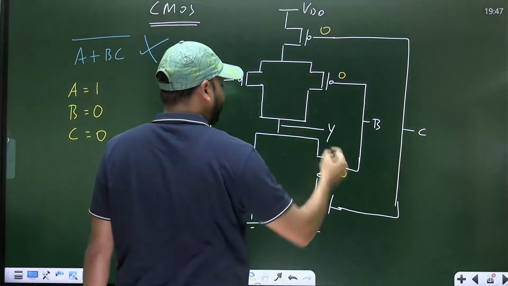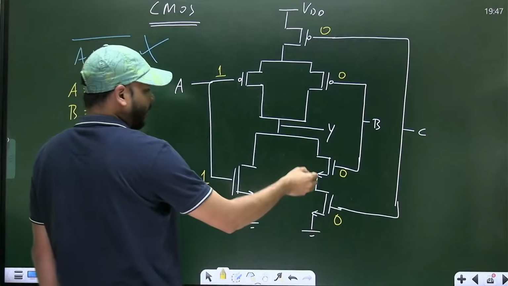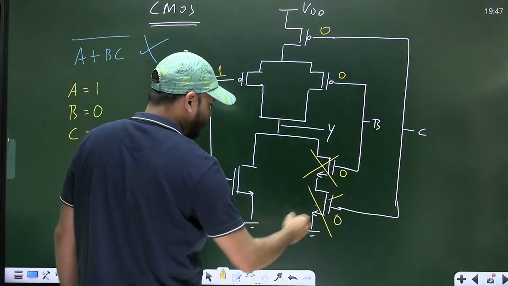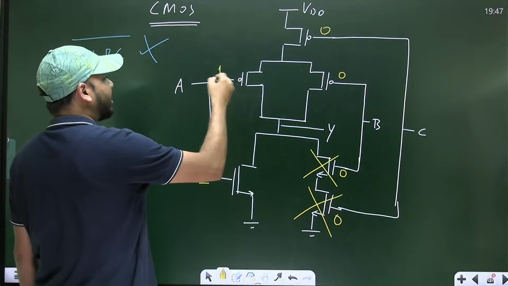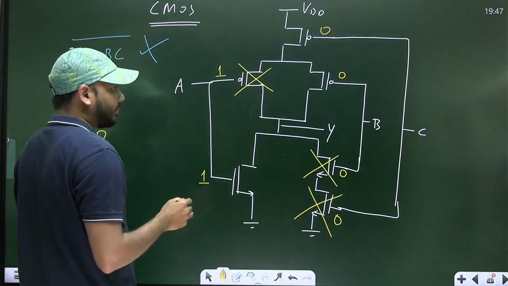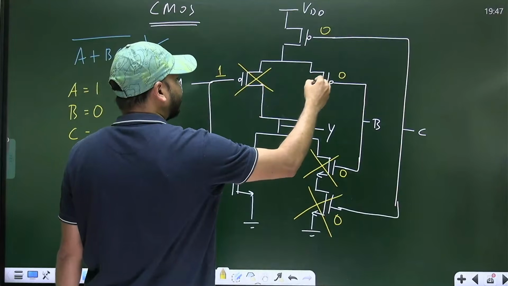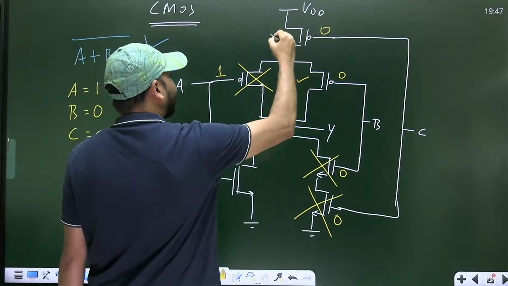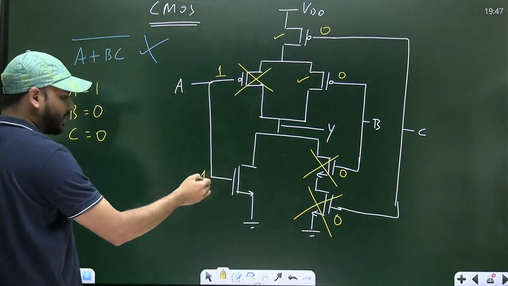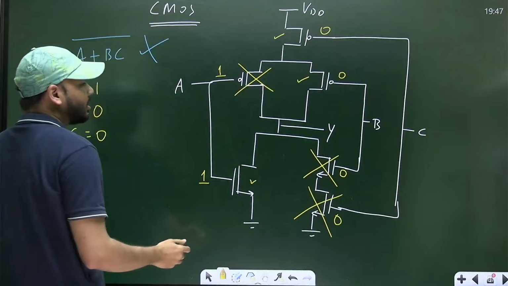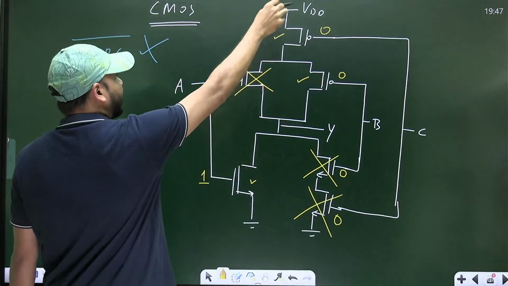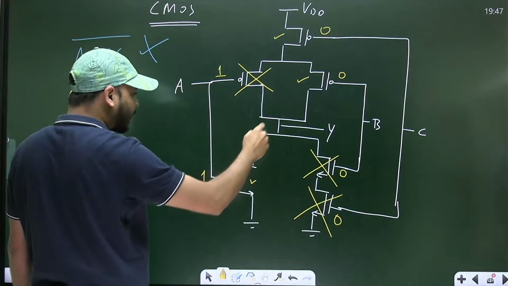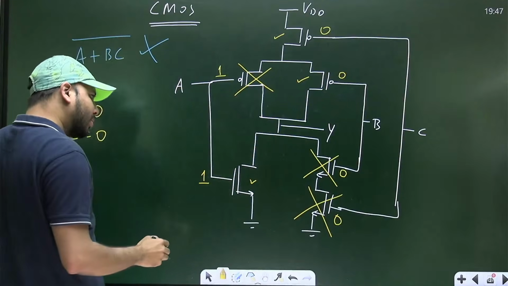So C is 0, here also it is 0. For NMOS, if the gate is low, both the NMOS will be off. For PMOS, if the gate is high, that PMOS will be off. But for this PMOS the gate is low, so it will be on, and even this PMOS, the gate is low, so it will be on. And for this NMOS, the gate is high, so it will be on. So here you have the supply at the top, then two PMOS transistors in series, both of which are on, and then the NMOS that is also on.